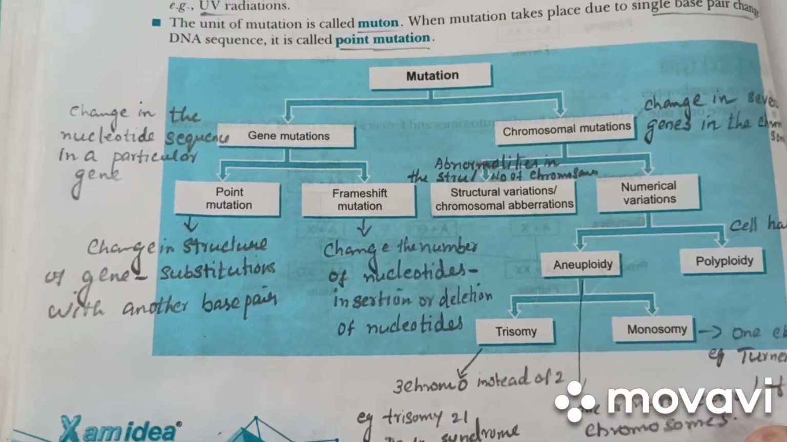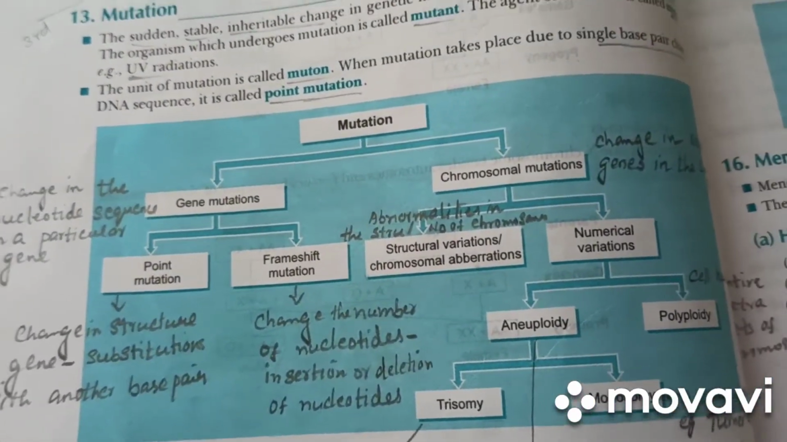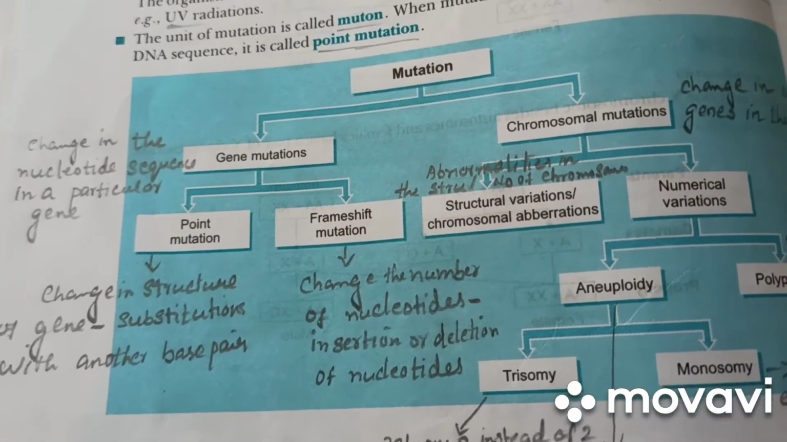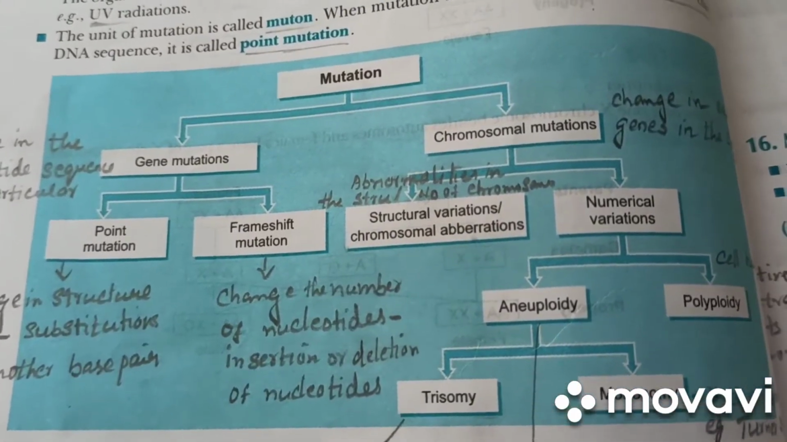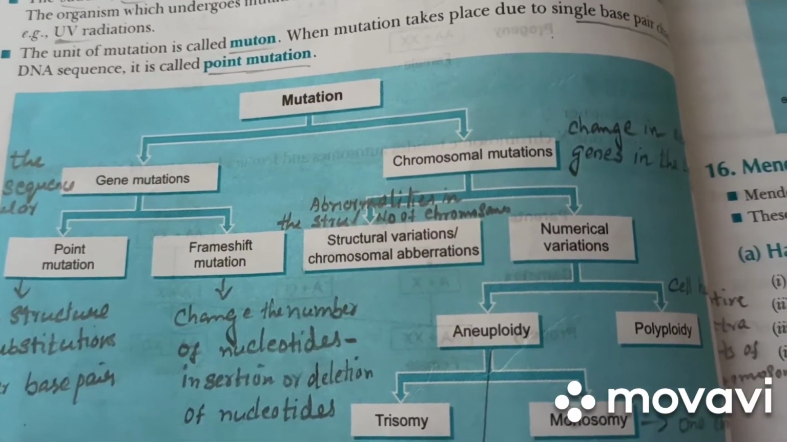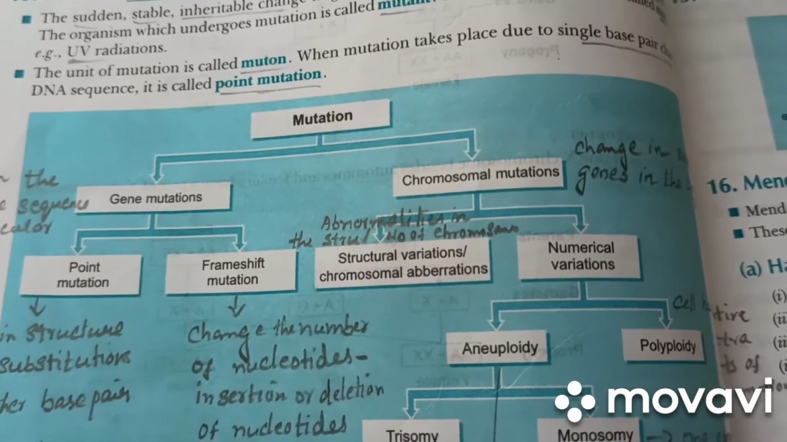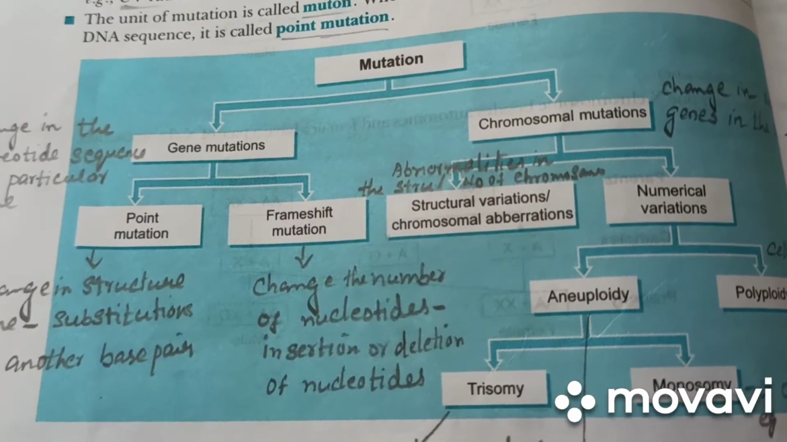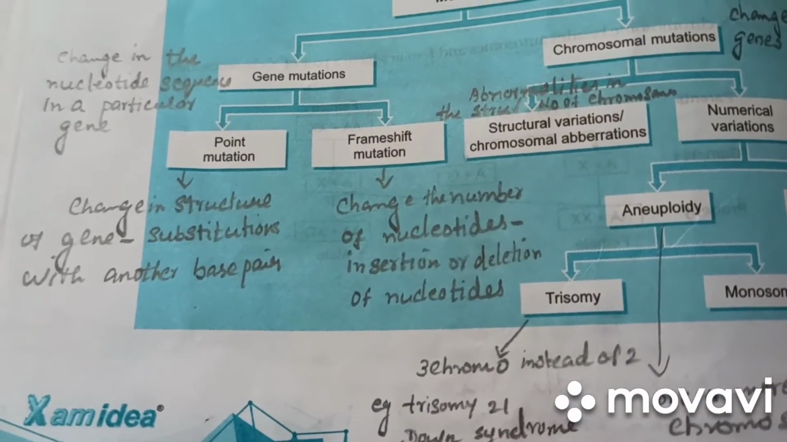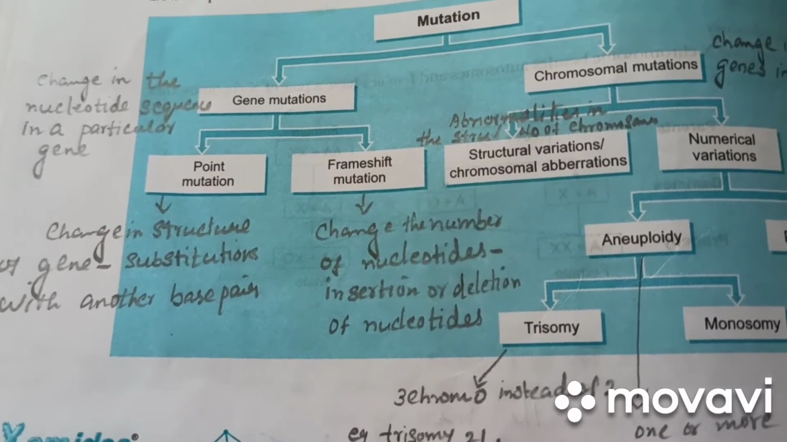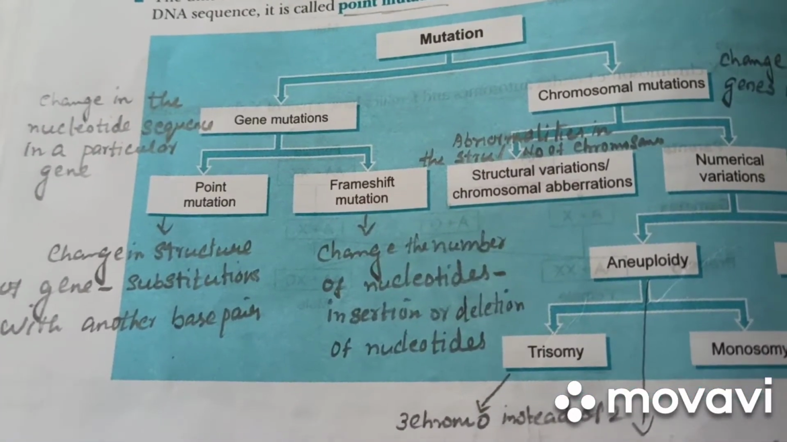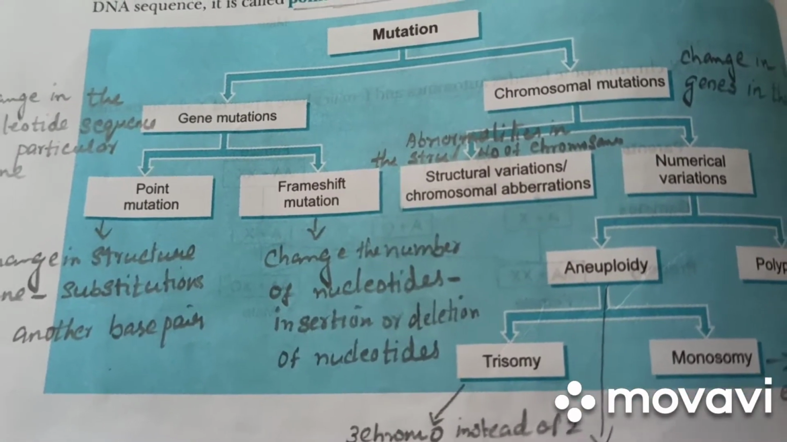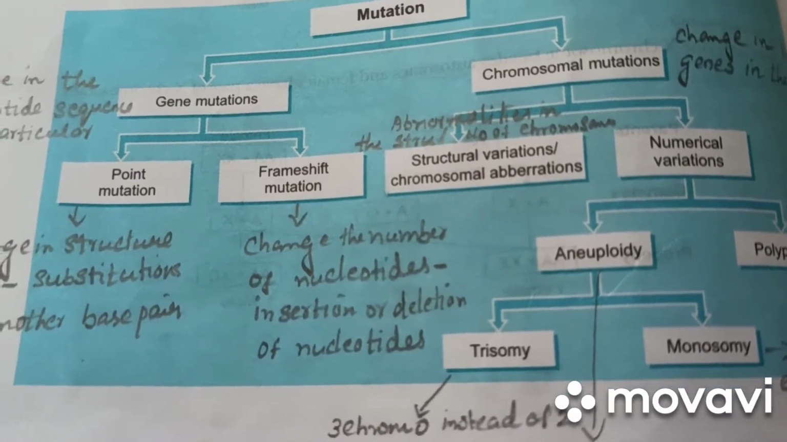Mutations are 2 types. One is gene mutation, the second is chromosomal mutation. Gene mutation takes place in the nucleotide sequence of the gene, but a chromosomal mutation takes place in the chromosome. Gene mutations are 2 types: point mutation and frame shift mutation. Point mutation means in a gene, a base pair is substituted with another pair. Frame shift means the number of nucleotides changes; sometimes they are added and sometimes deleted.